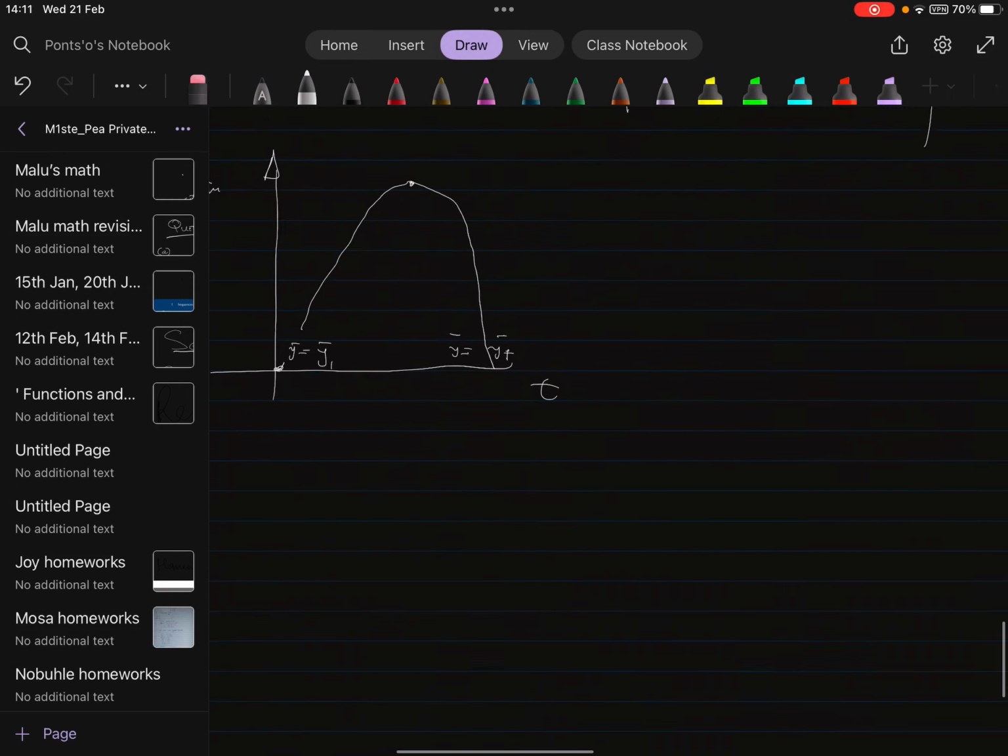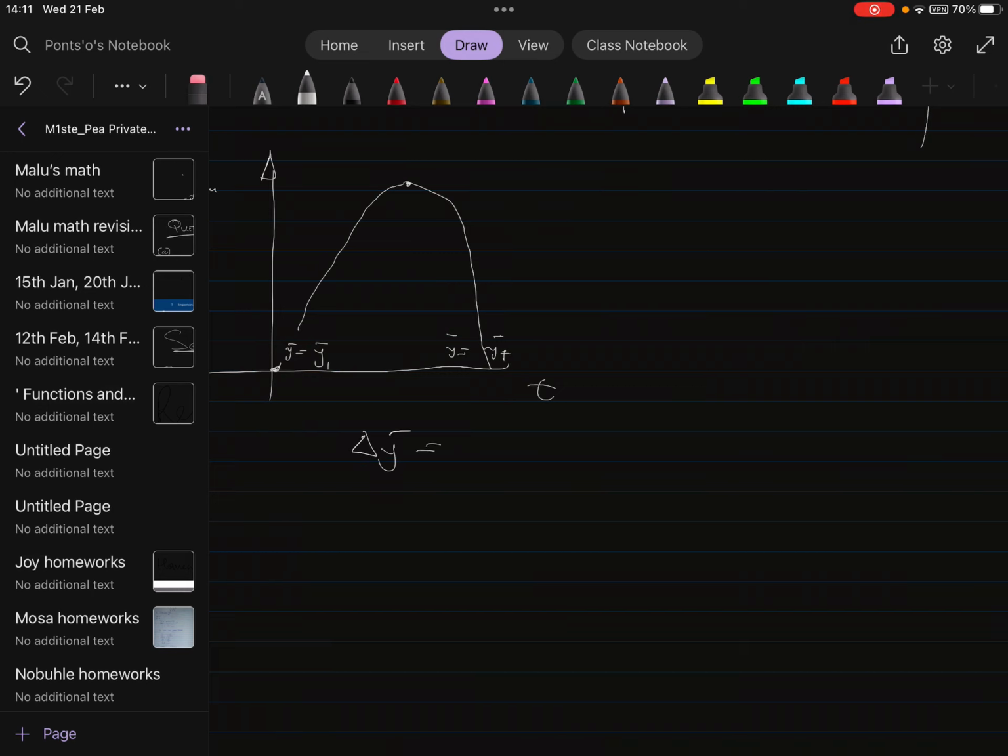Then the equation of motion for this would be change in y equals y initial plus velocity initial times the time plus a half times acceleration due to gravity times the time squared.